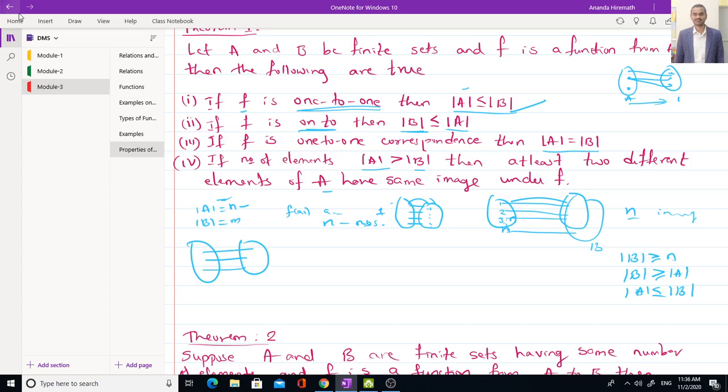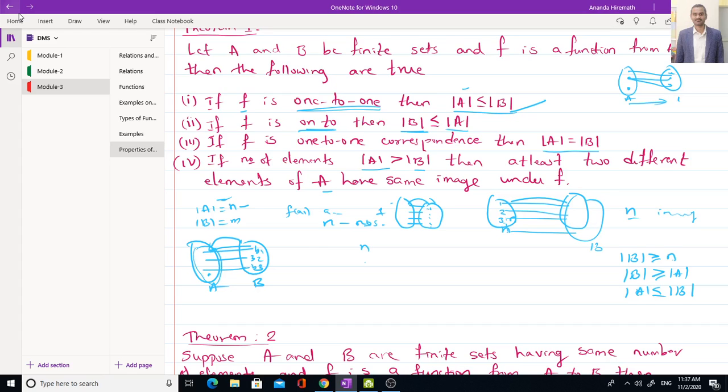Well, now for every image in B, there must be only one pre-image in A. It is an onto function. Now when we have n number of images, then there must be at least n pre-images in A. If we have an extra element in A, it will not be a function.